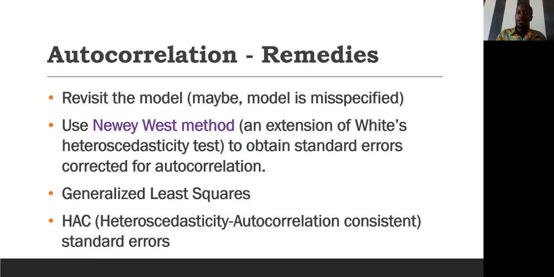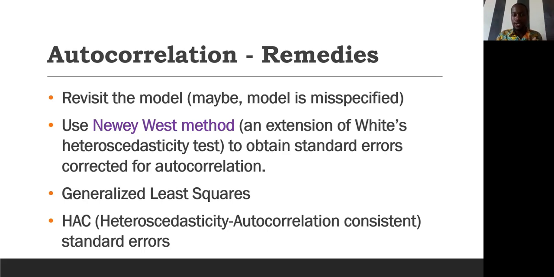So how do we solve this problem? Yes, revisit the model again. If the model is misspecified, go ahead and write the correct model or specify it correctly, and then you might have solved this problem. There is also what we call the Newey-West method, an extension of White's heteroskedasticity. Remember, in one of the tests of heteroskedasticity, we said the White test was there as one of the general tests. So we have the Newey-West method, which is an extension of the White approach. We use it to obtain standard errors that have been corrected for autocorrelation. We are going to look at how to implement that right now. You can also use what we call generalized least squares. Just know that there is a method called GLS, generalized least squares, but that is also beyond the scope of this lesson.